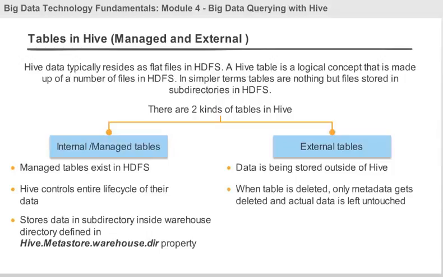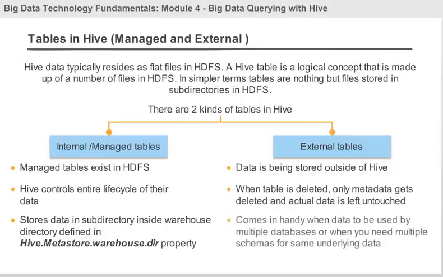External tables come in handy when data is going to be used by multiple databases or when you need multiple schemas for the same underlying data. A good example would be analyzing data from stock markets. The same data set will be used by different tools and might be analyzed concurrently under different schemas.